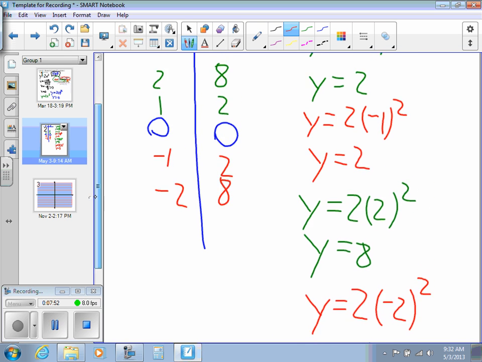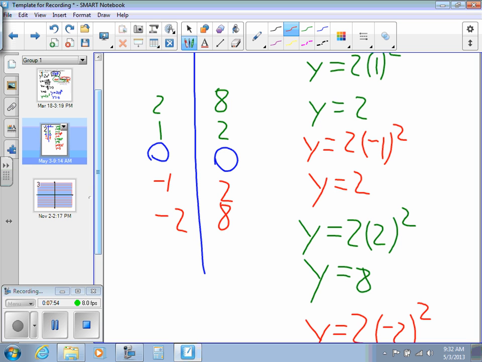But first let me point out something here. This is that symmetry we were talking about. 1 and negative 1, which are equal distance either side of the vertex, both give us, well, equal distance either side of the line of symmetry. They both give us the same answer, too. Same thing with 2 and negative 2. They both give us 8.